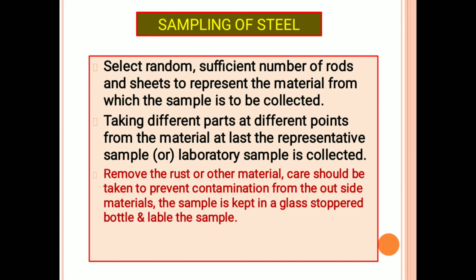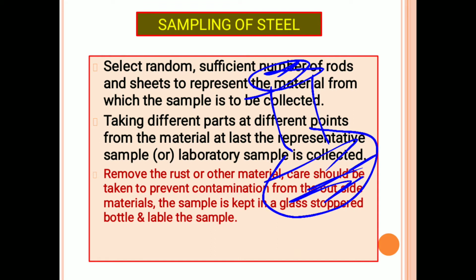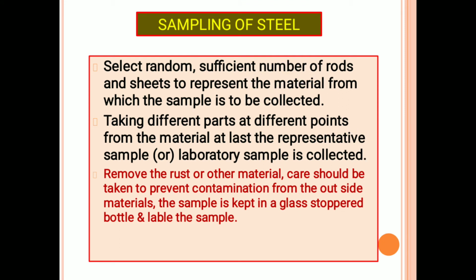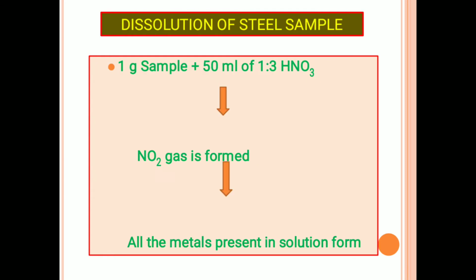Next, remove the rust or other material. Care should be taken to prevent contamination from outside materials. The sample is kept in a glass stoppered bottle. Then label the sample bottle. So, this sample is used for the analysis of that particular steel.